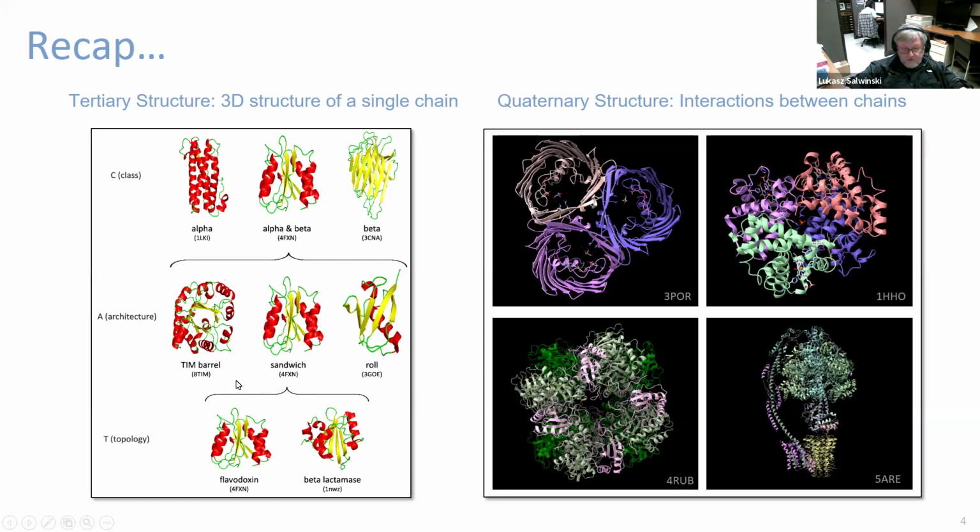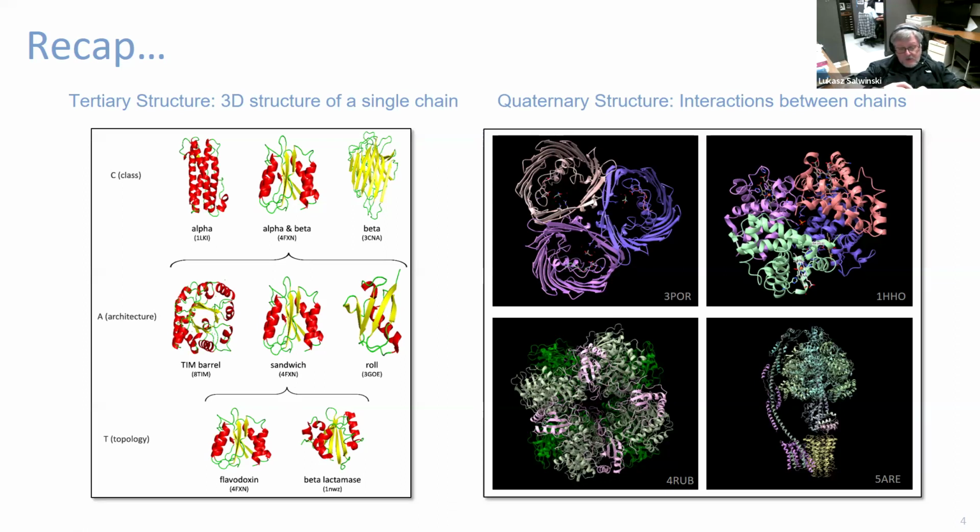So that's how protein domains are classified. We're starting from classifying them as belonging to one of the classes, depending on which secondary structural elements occur. Then architecture specifies how they are arranged in space, and then topology specifies how those elements are connected together. This covers just one domain, one protein chain.